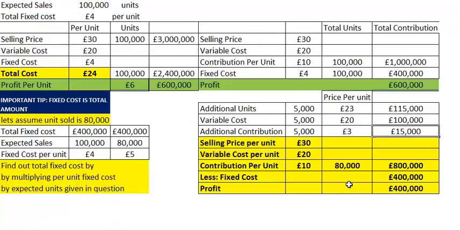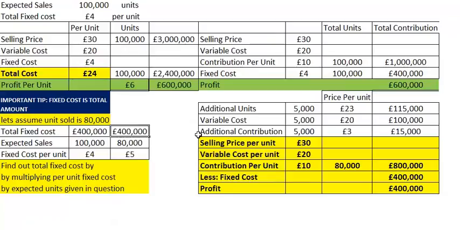You must remember, fixed costs are always constant. They remain the same regardless of the level of activity. When the number of units is decreased, you must divide total fixed cost by the new number of units.